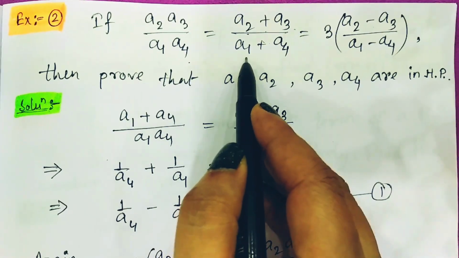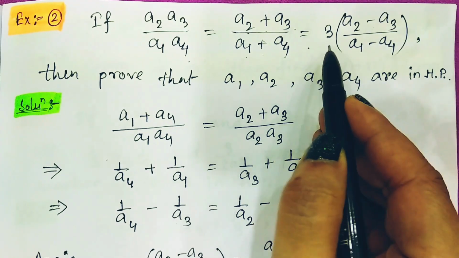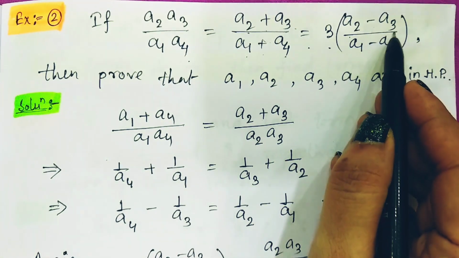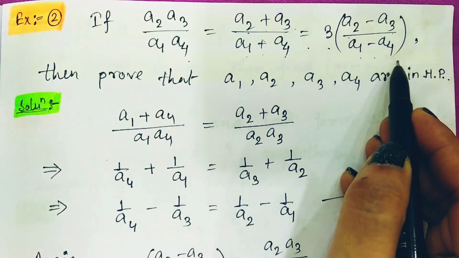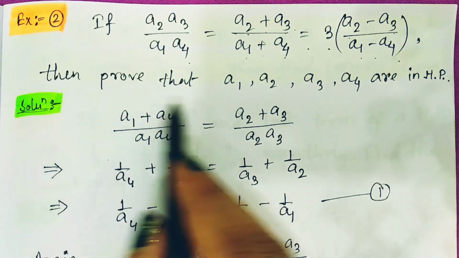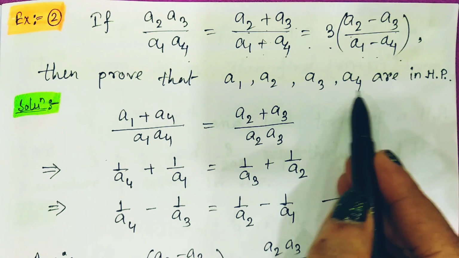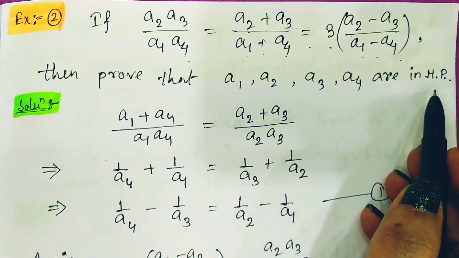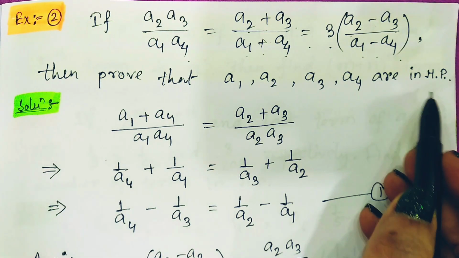One more question is, if A1A3 divided by A1A4 is equal to (A2 plus A3) divided by (A1 plus A4) is equal to 3 into (A2 minus A3) divided by (A1 minus A4), then prove that A1, A2, A3, A4 are in HP, harmonic progression. This is the relationship given. So how to prove that?